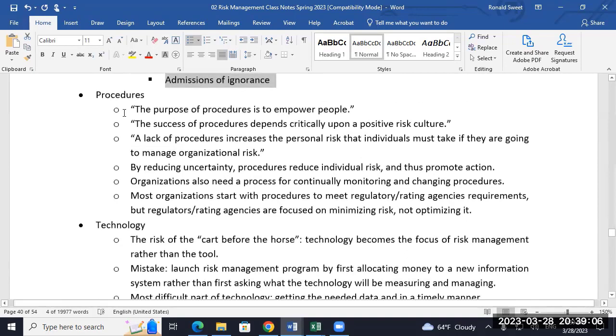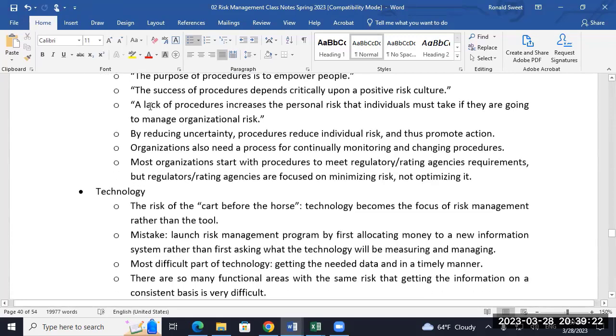Procedures are procedures. But one of the things procedure does is it provides that power to the employee to raise issues. So it somewhat reduces that personal risk, because instead of saying, hey, I think we're doing this wrong, you instead say, hey, we're violating the policy. That makes it much easier on you. A lack of procedures increases personal risk.